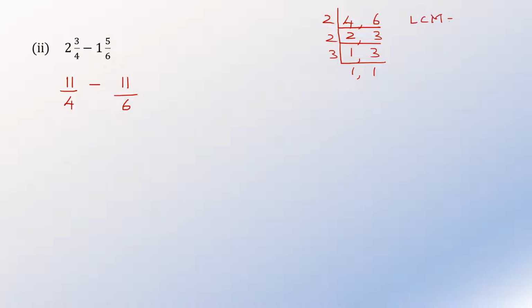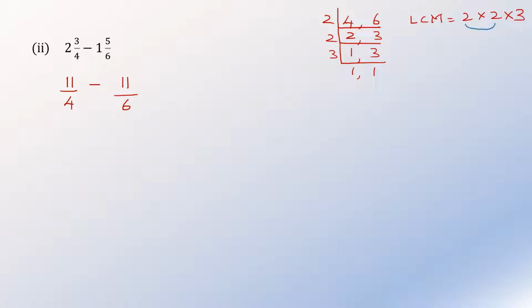Second question. Let's convert. 4 2s are 8 plus 3, 9, 10, 11. We got 11/4 minus 6 1s are 6 plus 5 is also 11, 11/6. So let's find the LCM of 4 and 6. 2 2s are 4, 2 3s are 6, 2 1s are 2, 1 and 1. So LCM equals 2 into 2 into 3.